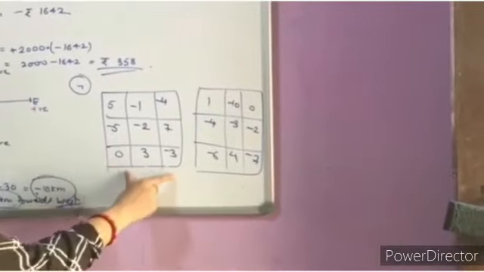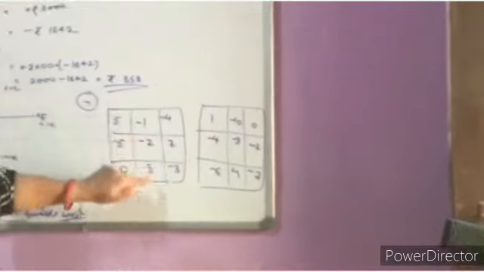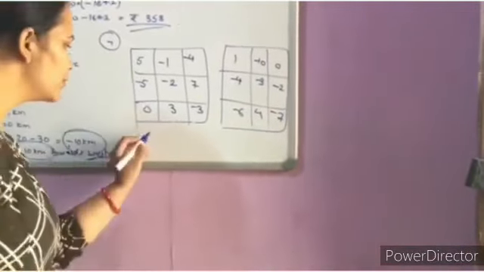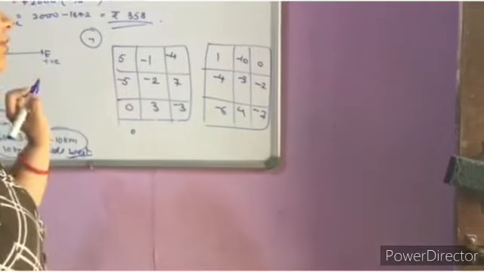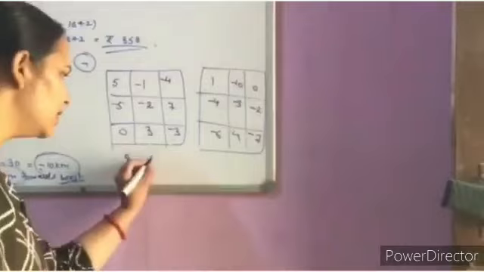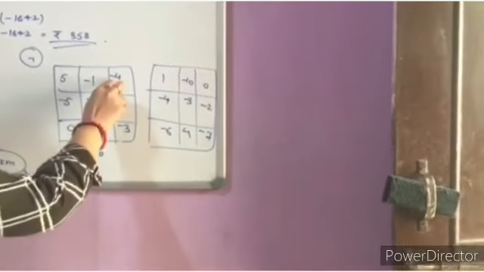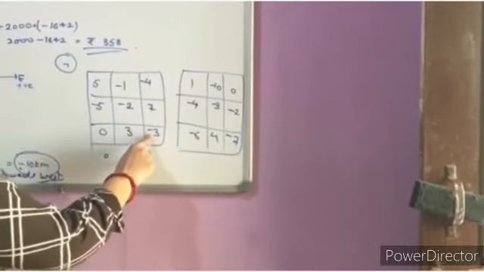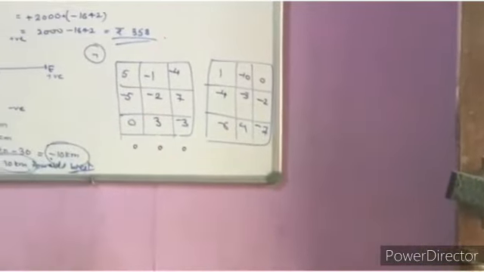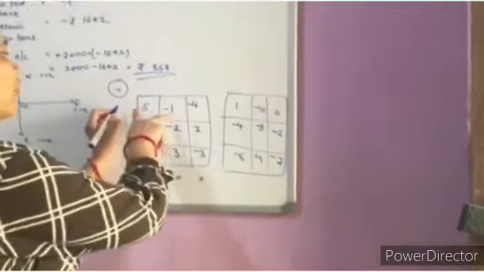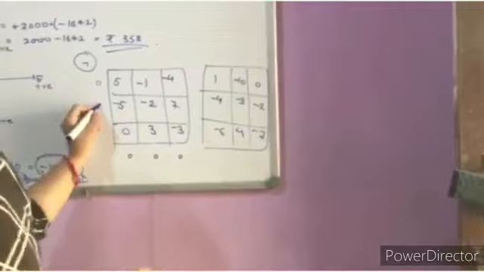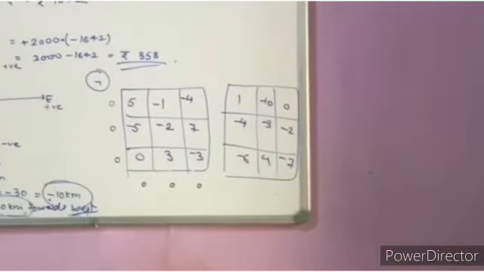If I see the first one, I am checking the columns first. Plus 5 and minus 5 will be cancelled, giving 0. Minus 1, minus 2, minus 3 and plus 3 cancelled. Here also you will get 0. Minus 3, minus 4, minus 3, minus 7 plus 7 will give you 0. That means the sum of all the columns is 0. Now see the sum of rows. Here also you will get 0, here also 0, and here also 0.